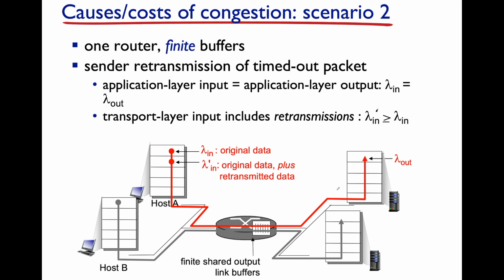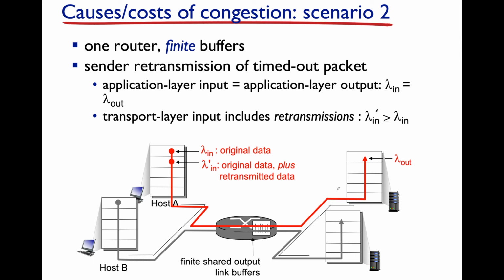Now, let's take a look at one router, and we'll look at the case where we have a finite buffer. Now, of course, when you have a finite buffer, as the rate of transmit increases, that buffer is going to fill up, and you're going to drop a packet. So the sender retransmits in the case of timeout because you have packet loss at the router. That packet gets dropped if it meets a router buffer that is full.